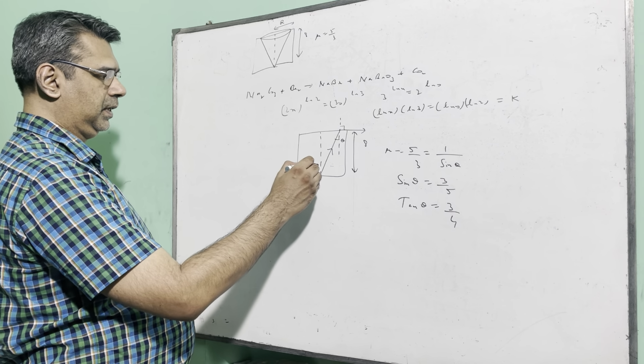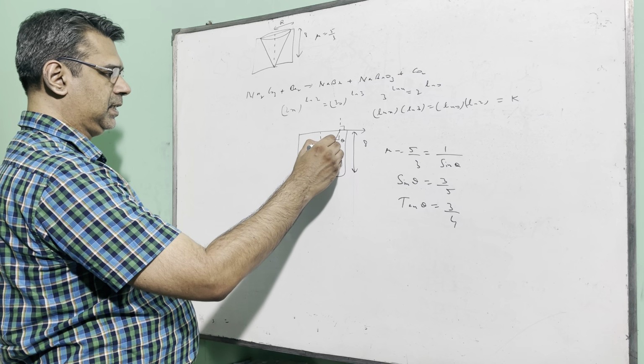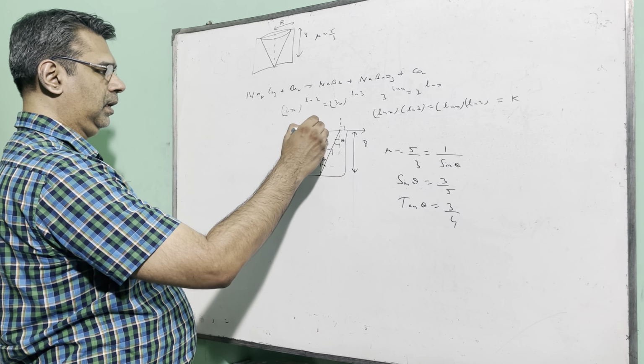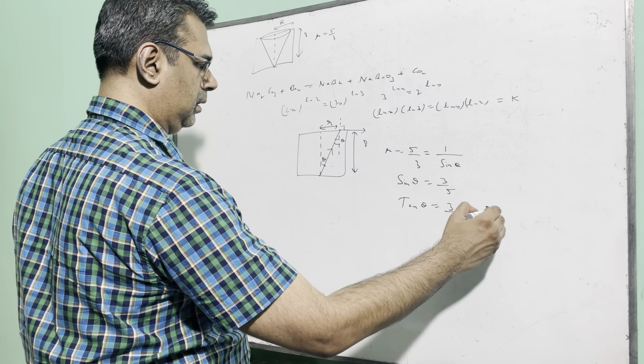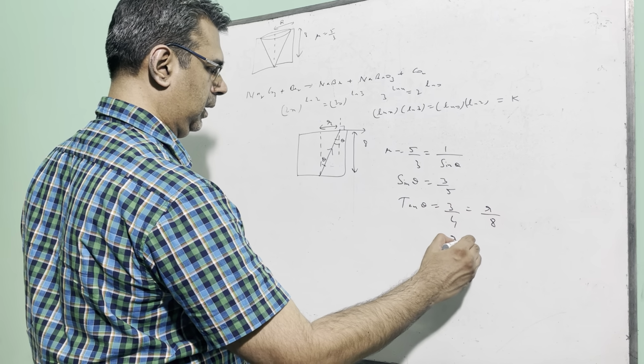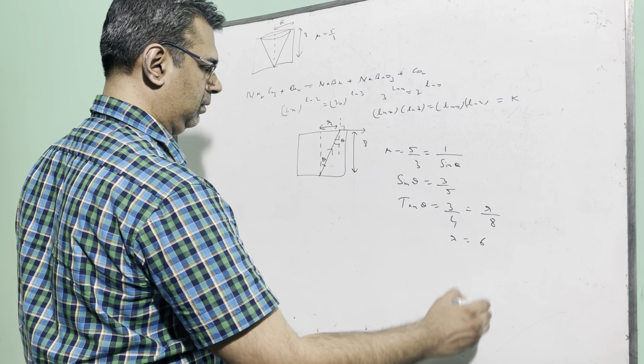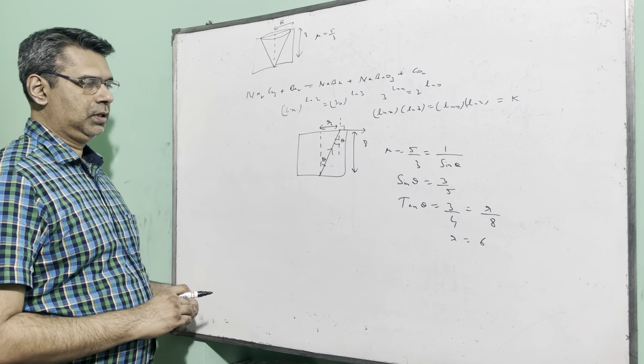If you look at this figure carefully, if this angle is theta, this will also be theta, and let this length be r. So tan theta, which is 3 by 4, is r by 8. By solving, we are getting r is equal to 6.